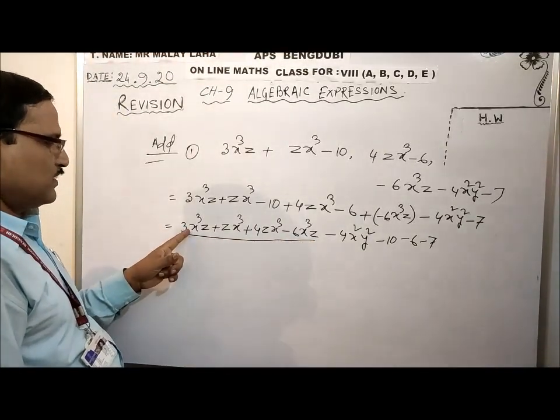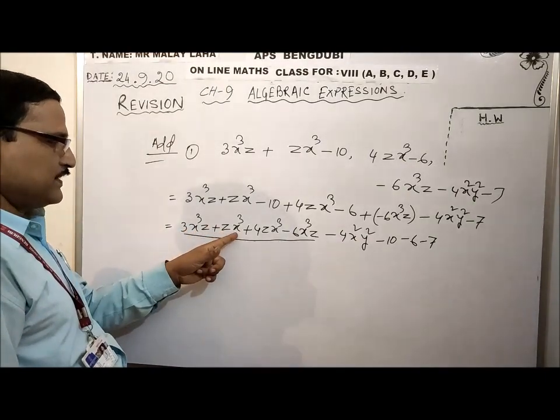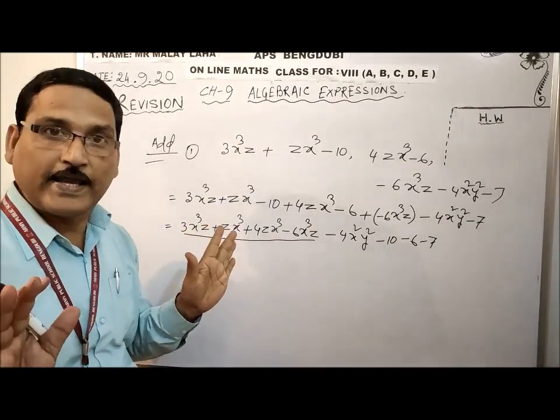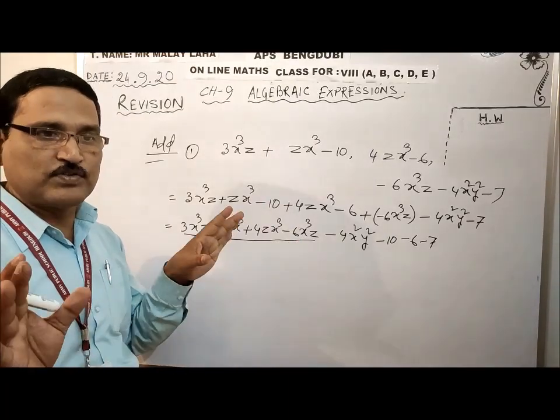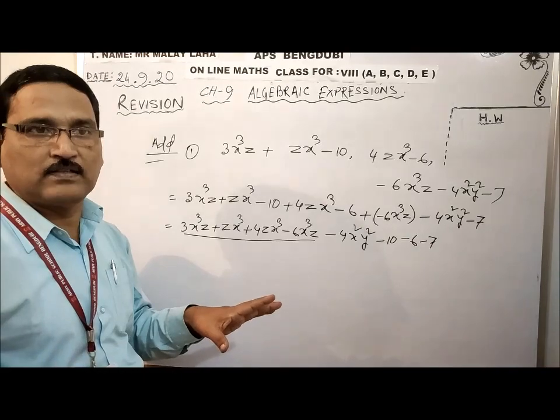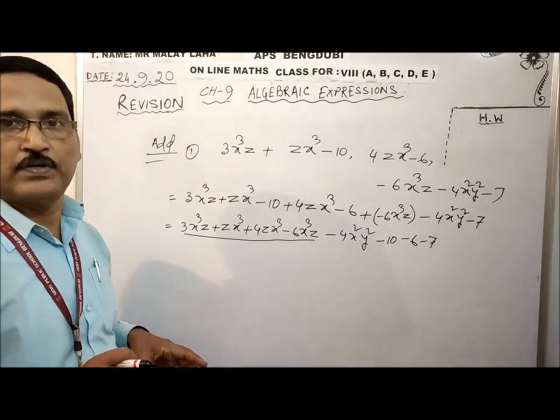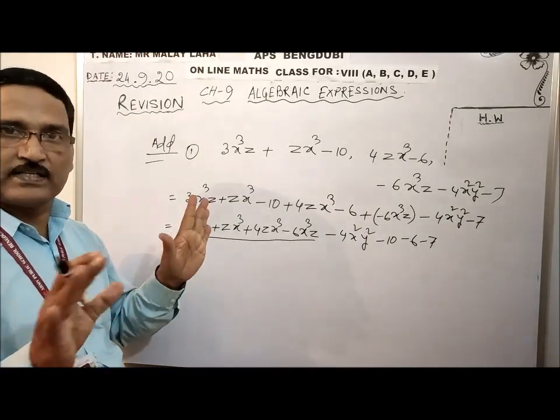Orally you add 3x q z and x q and s q z. These are like terms. Which one is in the front and which is in the back does not matter. You have to see whether the little factors are there in the term or not. Who is in front or behind does not matter.